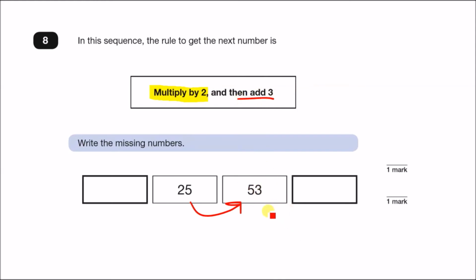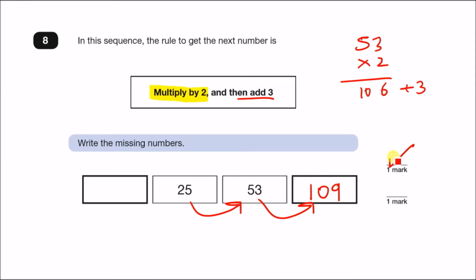Then 50 plus 3 is 53. So let's repeat the steps here for the next one. Firstly, let's multiply 53 by 2. So 53 times 2, doing this quickly, 3 times 2 is 6, 5 times 2 is 10. So you get 106. And then you add 3 to this one, so plus 3, and you should get 109.